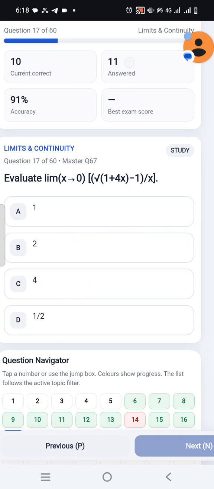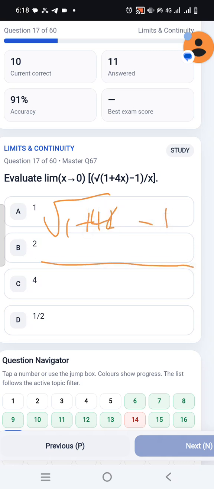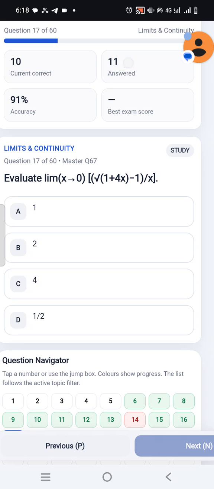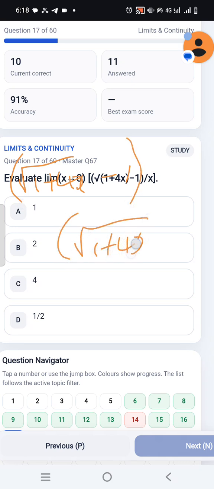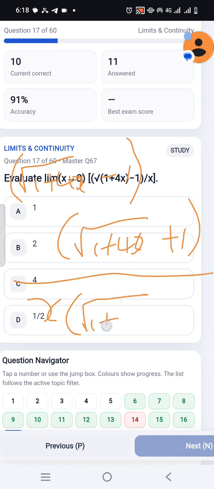Don't forget, if I want to rationalize this, which is quite faster, I will use 1 plus 1, then I'll change this minus to plus, right? So that will be the square root of 1 plus 4x minus 1, then a little bracket, the square root of 1 plus 4x plus 1. So that is the numerator part, and the denominator part is having x before. That is the square root of 1 plus 4x plus 1, okay, plus 1 as well.